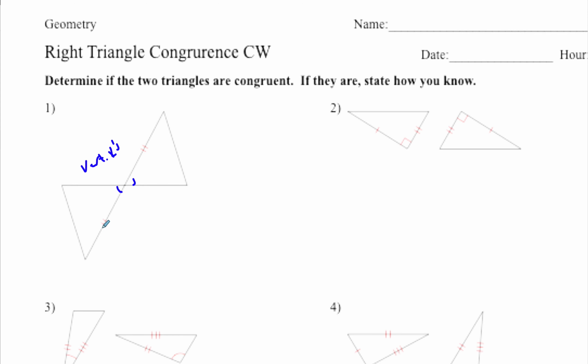Okay, so what I seem to have is side, angle, side, angle. I don't see any right angles. Not enough info. When I get the right angles in there, then maybe it does help. So what do we have here?